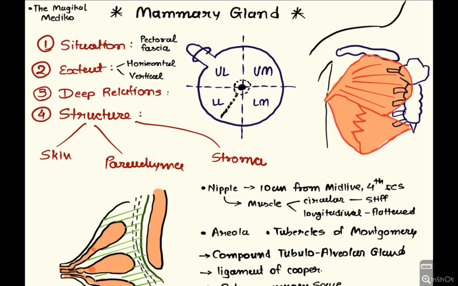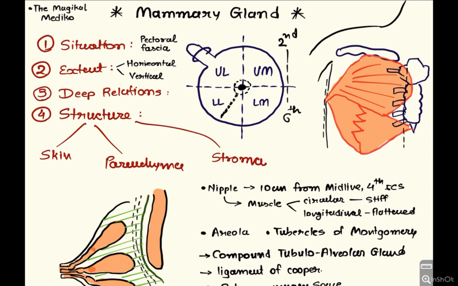Okay. And second thing we are going to discuss is the extent of this mammary gland. Horizontally, it is extended from the lateral border of the sternum to the mid axillary line. But vertically it is extended from the second rib to the sixth rib. So these are the horizontal and vertical extent of the mammary gland.